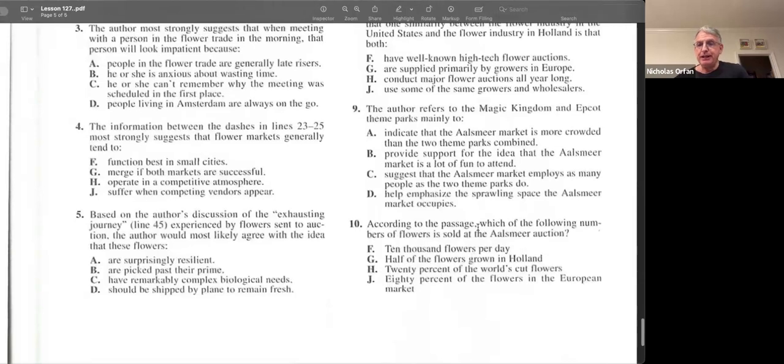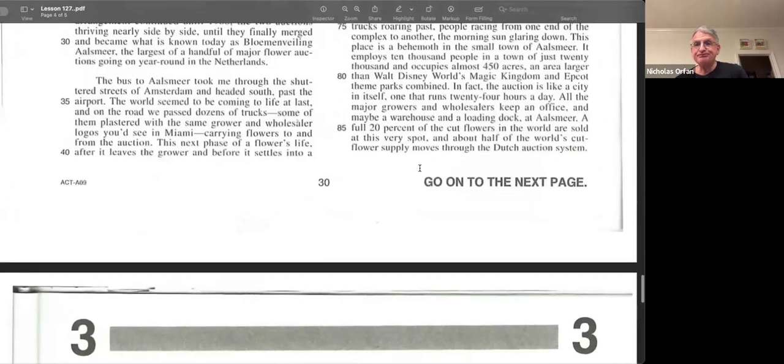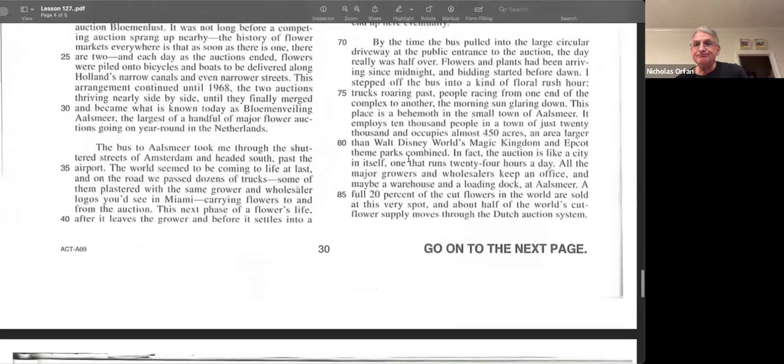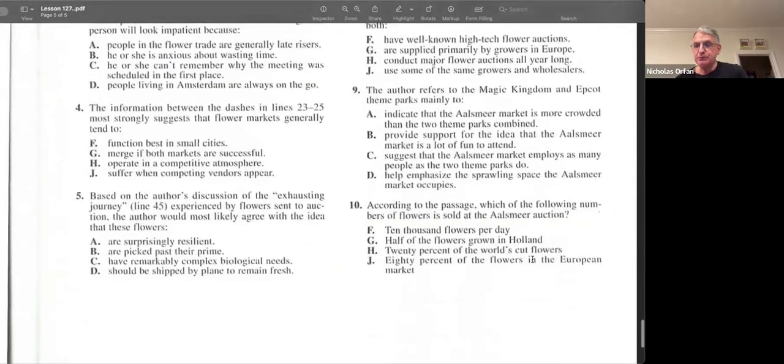10, according to the passage, which of the following numbers of flowers is sold at the Aalsmeer auction? 10,000 a day, half of the flowers grown in Holland, 20% of the world's cut flowers, 80% of flowers in the European market. The right answer is 20% of the world's cut flowers. And if you go back to the final paragraph, here it is, 20% of the cut flowers in the world. It says it right in the text. Okay, so that's the right answer, 20% of the world's cut flowers.